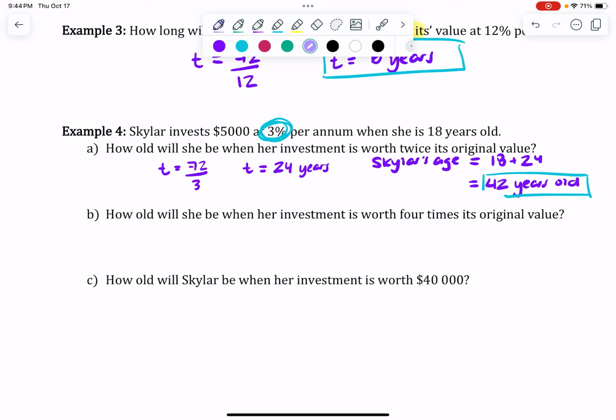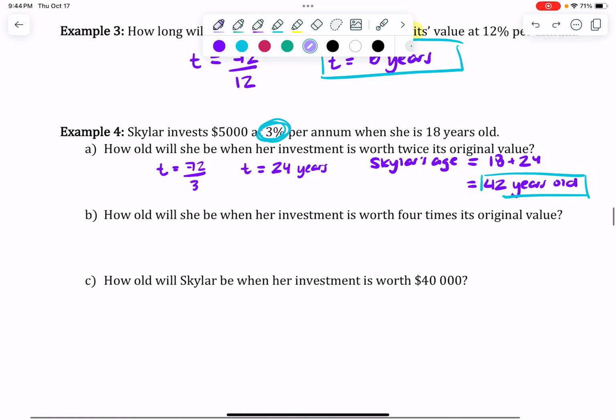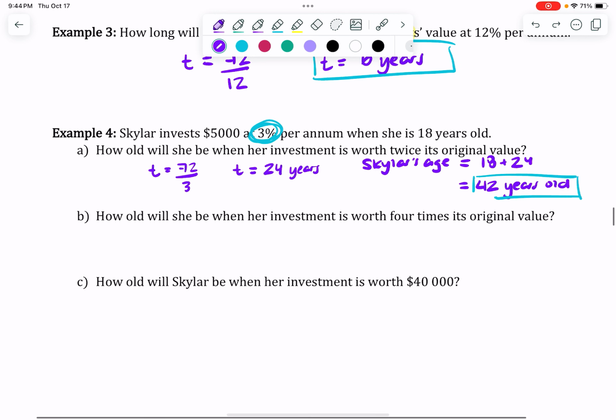Now notice this number doesn't actually do anything. This 5,000 doesn't do anything for me at this point in time. I might notice it comes into play a little bit when interpreting questions down the road, like maybe B or C, who knows, I don't know. But that's where we're at. Okay, let's look at B.